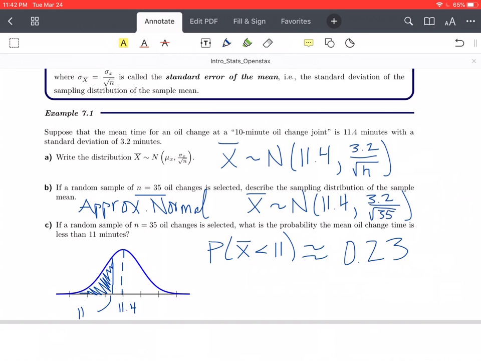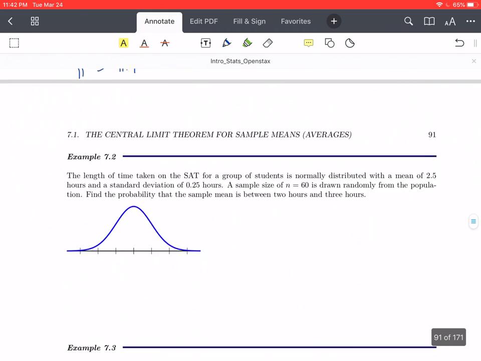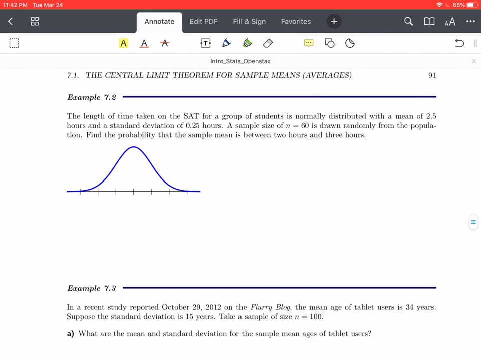All right. Let's look at another example. The length of time taken on the SAT for a group of students is normally distributed with a mean of 2.5 hours and a standard deviation of 0.25 hours. A sample size of 60 is drawn randomly from the population. Find the probability that the sample mean is between 2 hours and 3 hours.